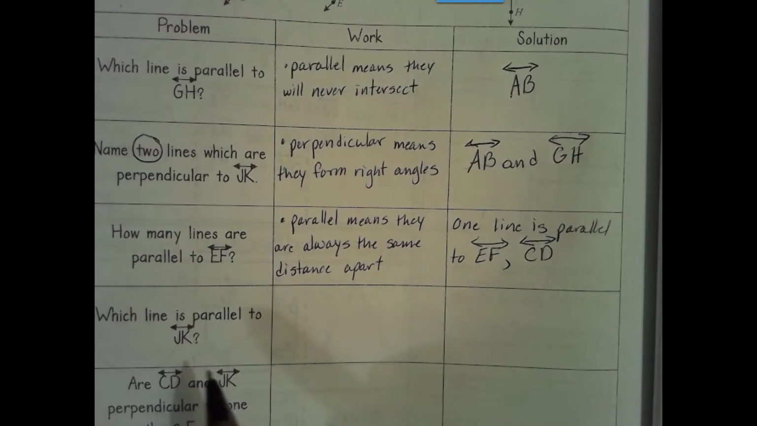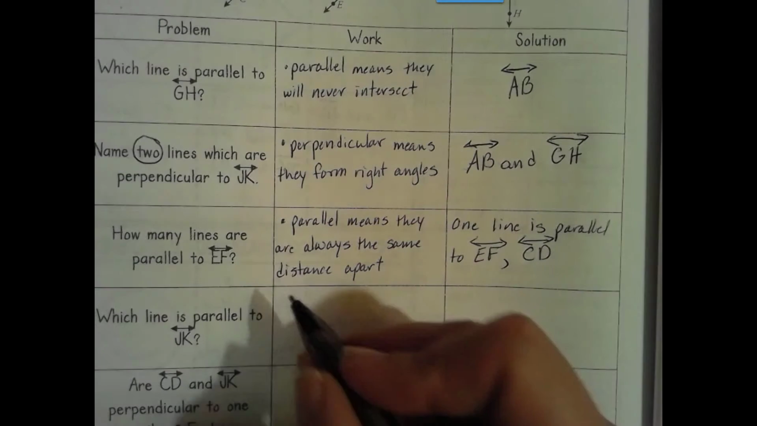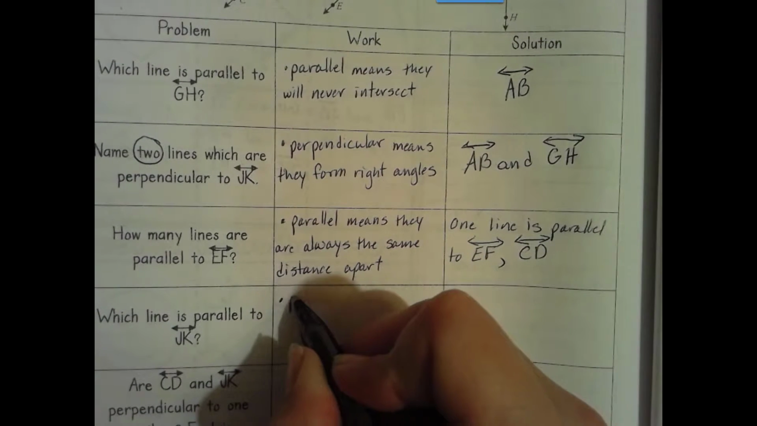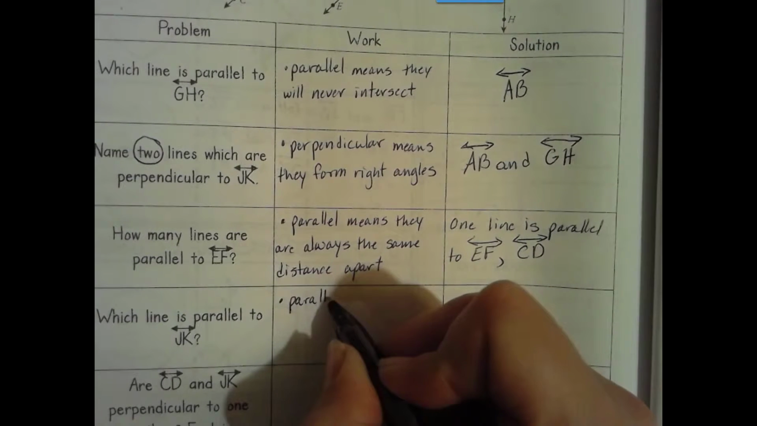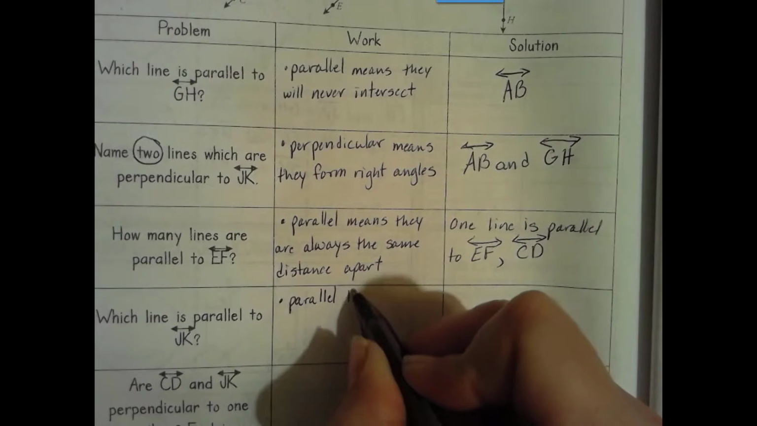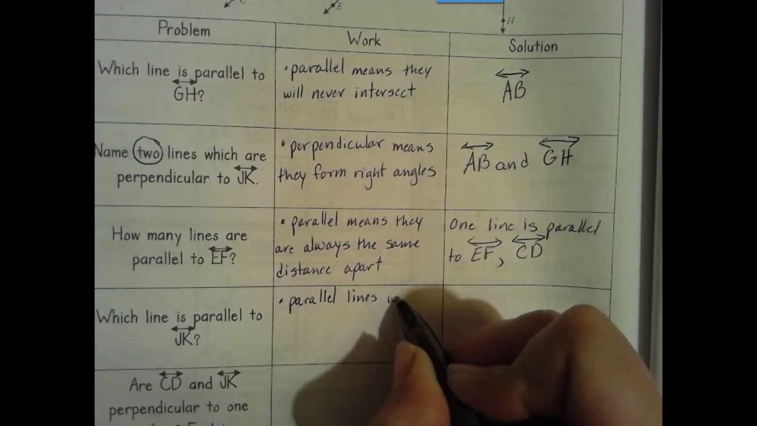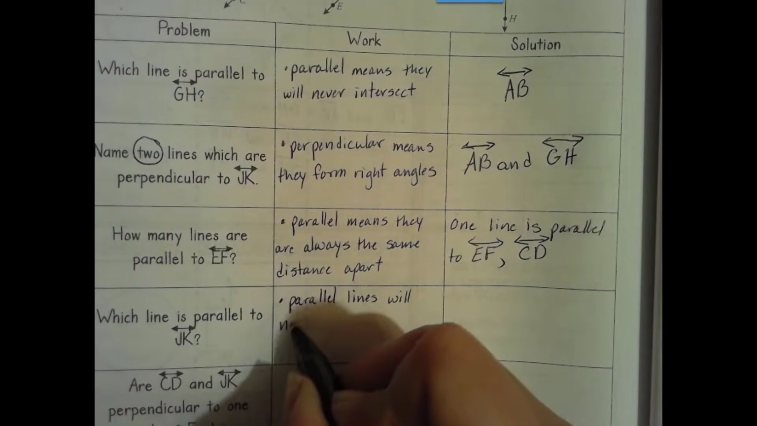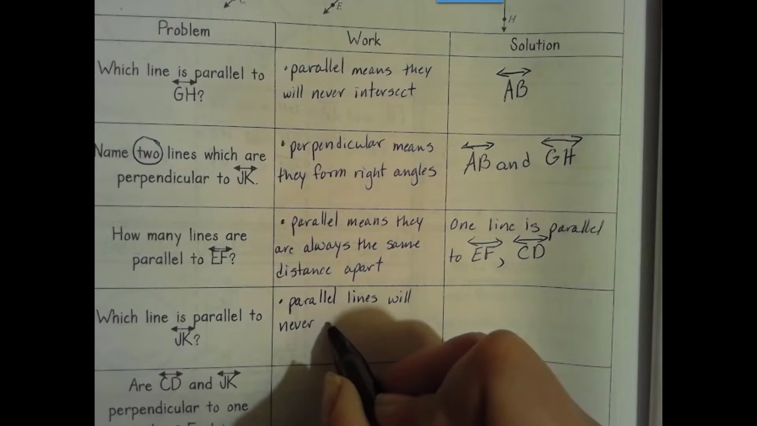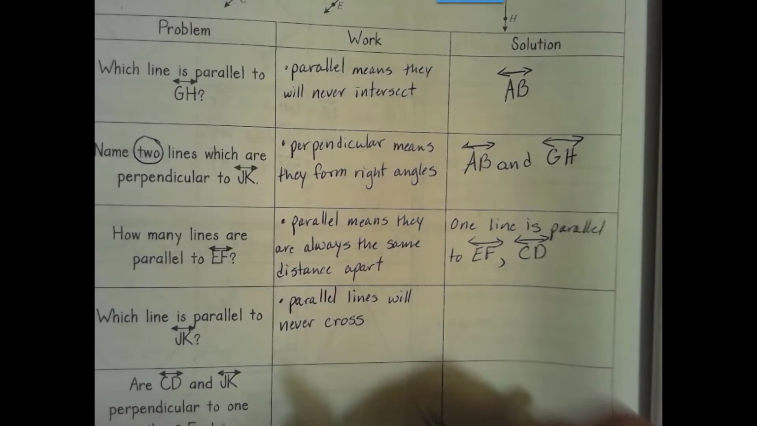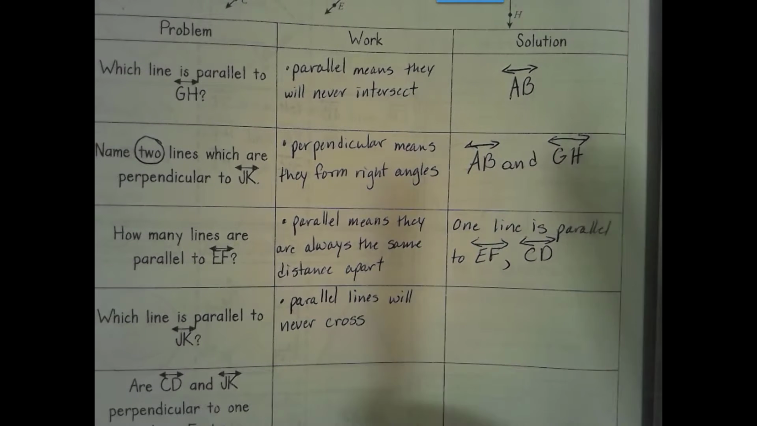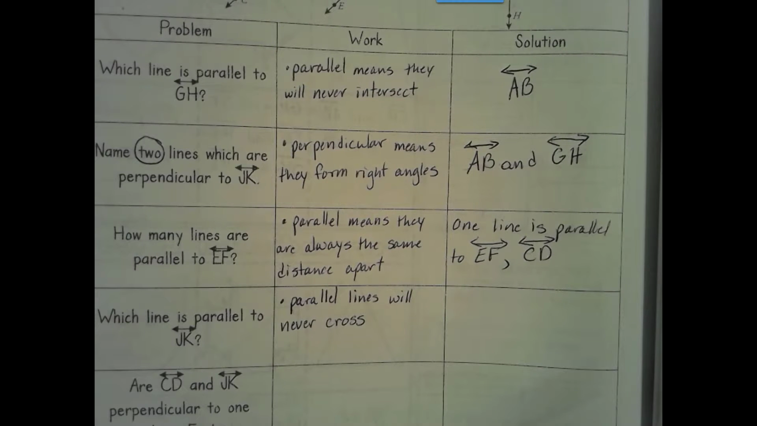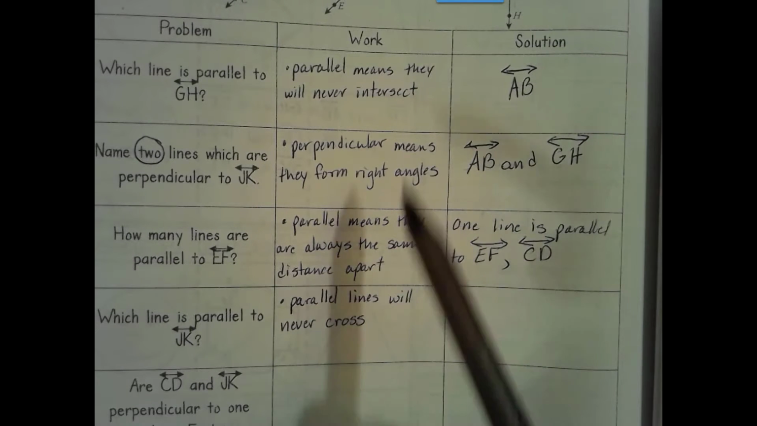Which line is parallel to JK? Parallel lines will never cross. I'm just trying to get down as many different ways of thinking about these parallel lines as possible, so that when you use these notes, they remind you, and we have different ways of saying the same thing there.